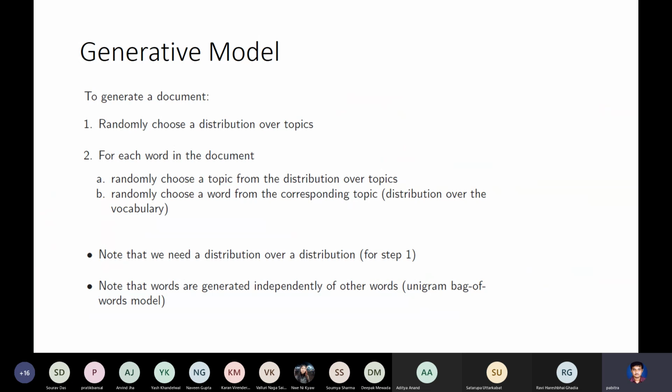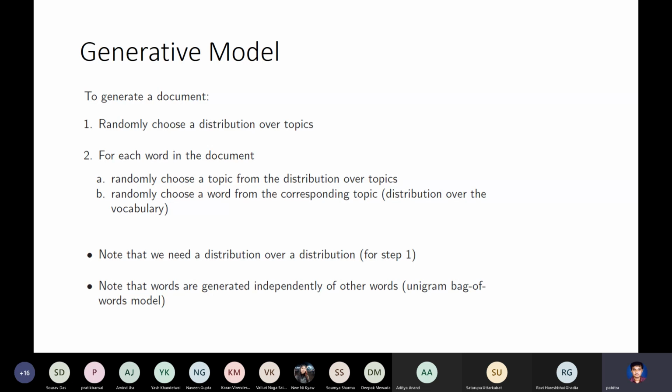Okay, so this is the process. To generate a document, you randomly choose a distribution over topics. And for generating each word, you choose a topic from the distribution over topics. And for that particular topic, choose a word from the corresponding topic distribution over the vocabulary. And as I have said, for step 1, that is the randomly generated distribution, and for step 2b, the word corresponding to a topic, you need two other distributions, which are kind of more complex, which are distributions over distributions. All right, and so this is how the process is generated.